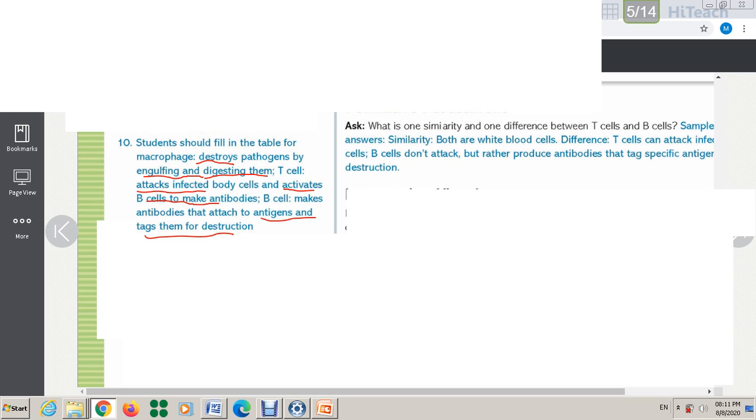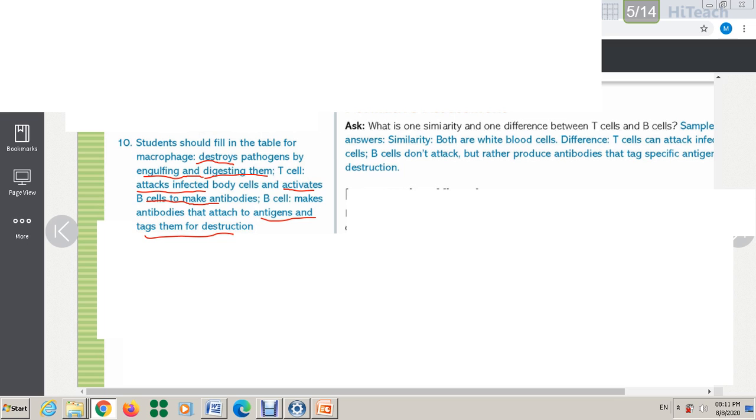What is one similarity and one difference between T cells and B cells? Similarity: both are white blood cells. Difference: T cells attack infected body cells. B cells don't attack but rather produce antibodies that tag specific antigen for destruction. Copy this answer, it is very important.